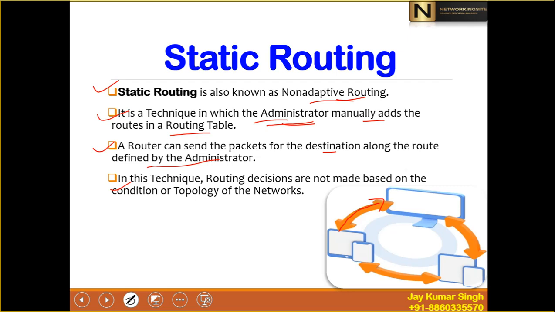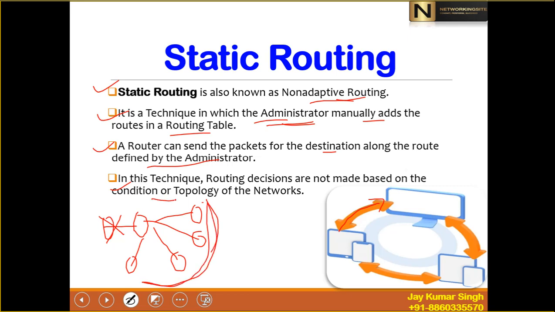Suppose your router is connected like this, and this is your topology. If one link goes down or is disconnected, or you add another one, then the change will not automatically take effect. The administrator has to add and remove manually. But in a dynamic routing protocol, whatever the condition or topology in the network, the routing table will be updated accordingly.